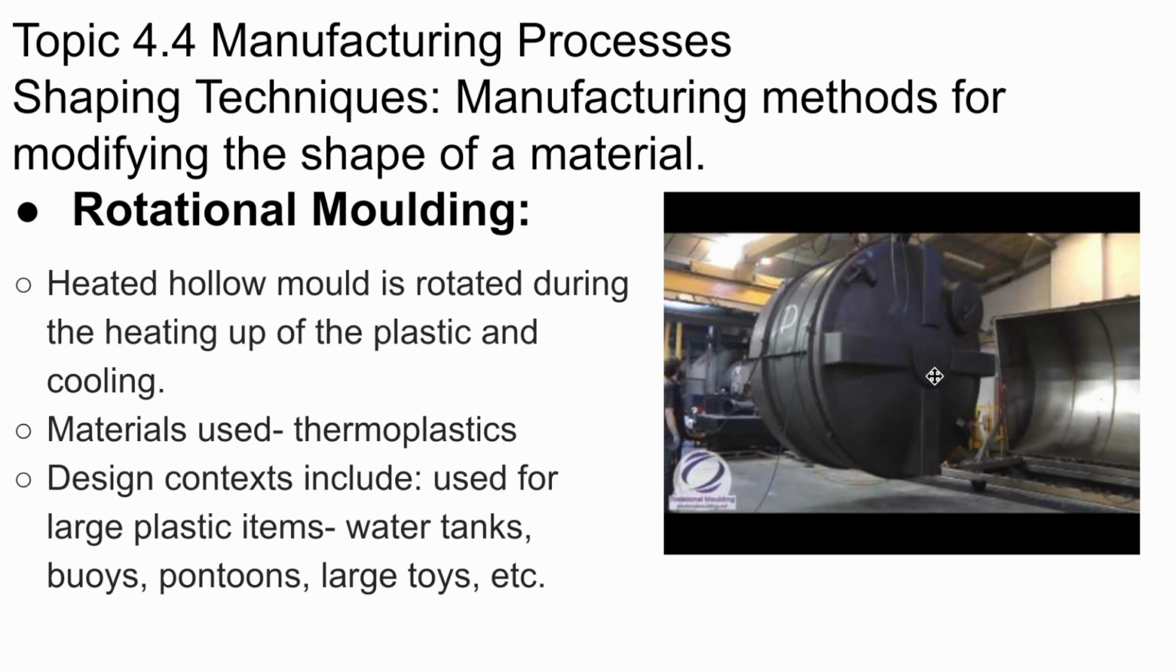For instance, this is a water tank that would go on, say, the top of a house or in a farm or something like that. But you could also use it as buoys. Those are things that float in the ocean, or pontoons for pontoon boats, or really large toys like plastic slides that you might see for kids.